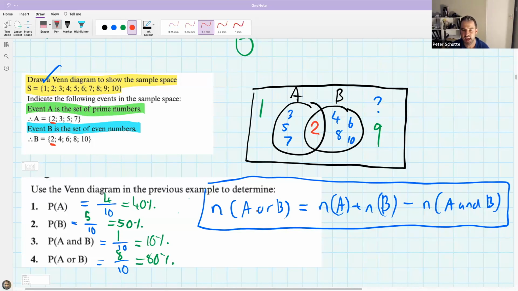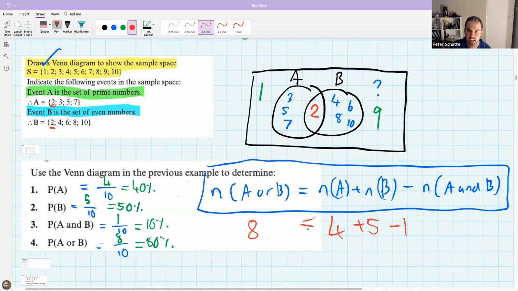How many items are in A or B? Well, there are going to be 8 items there, if you look at that. How many items in A? There are 4. How many items in B? There are 5. How many items are there in A and B? There's just 1. So if I apply this identity to this, can you see how 4 plus 5 minus 1 still gives you 8 on both sides?